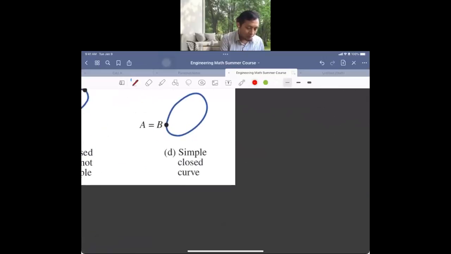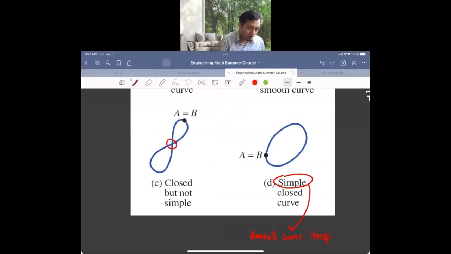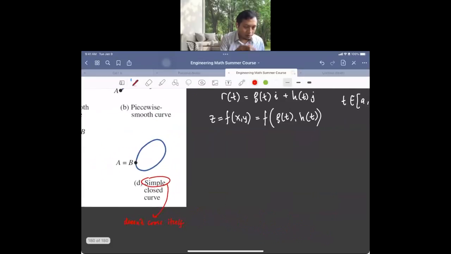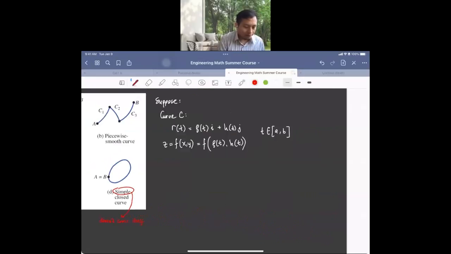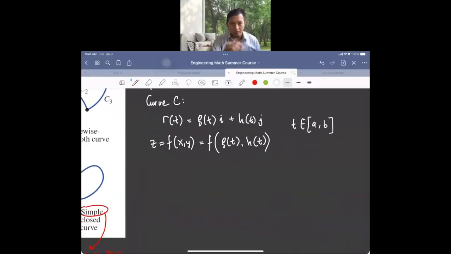Let me add an idea for why it's called simple. Simple simply means it doesn't cross itself, while in C, you see that it has that problem. It's crossing the curve itself. You will see later why it becomes a problem.